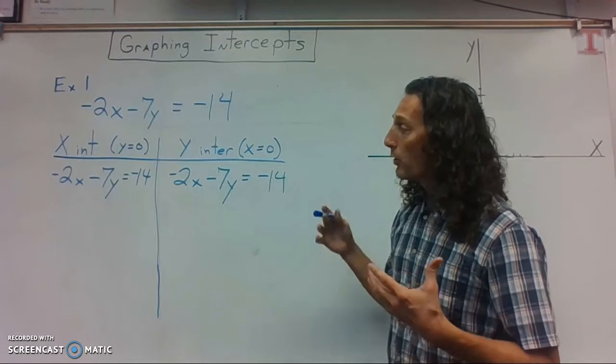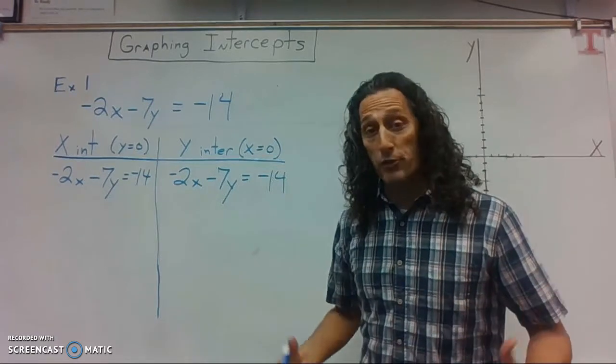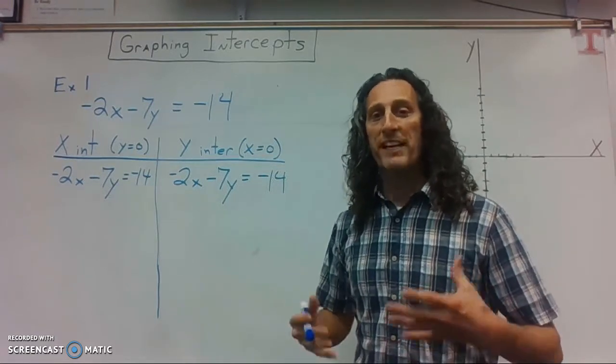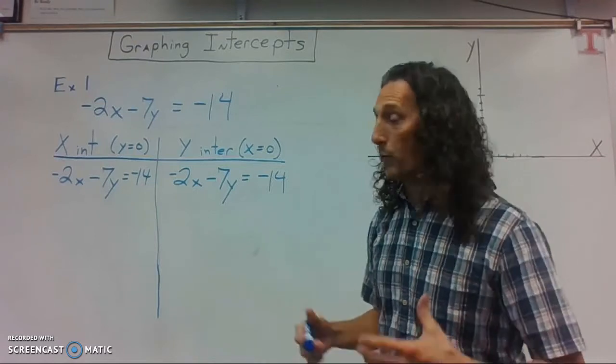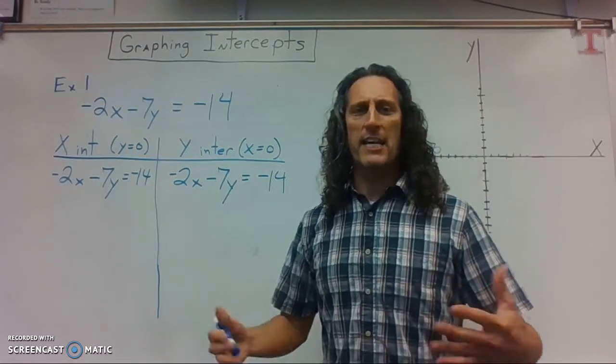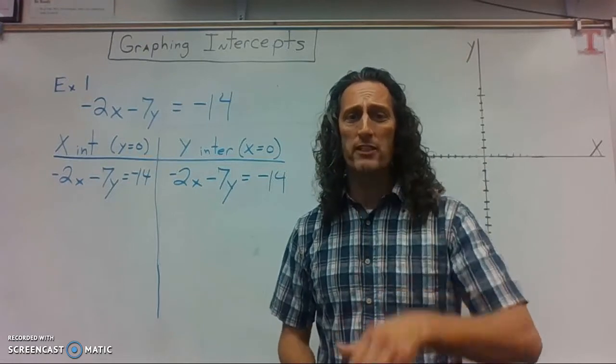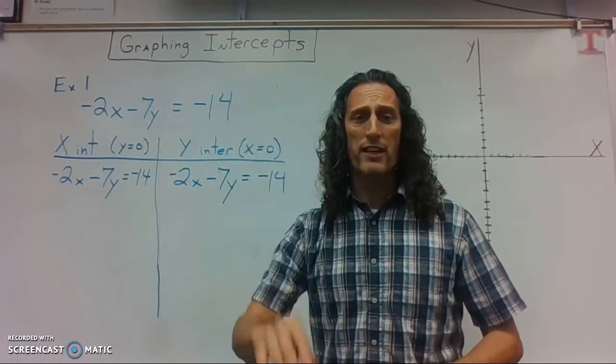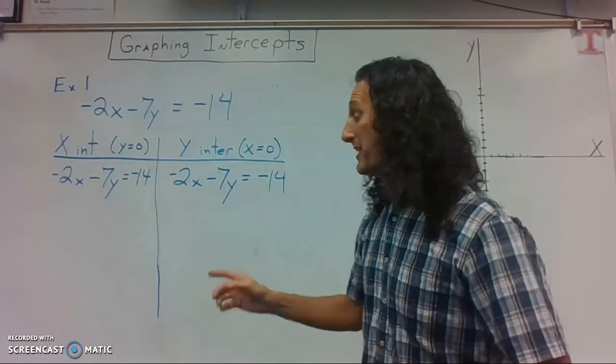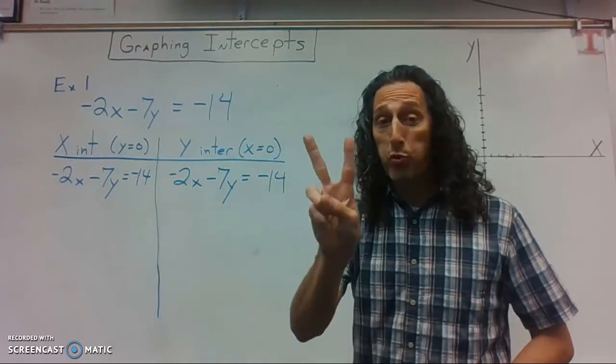So what do we do when we graph with intercepts? Well, we get to do something really cool, and it's why this is so much better than table graphing. With table graphing, you have to use 3 equations, or 5 equations, and it's a lot more work. And as you can tell here, I only have to do this twice.